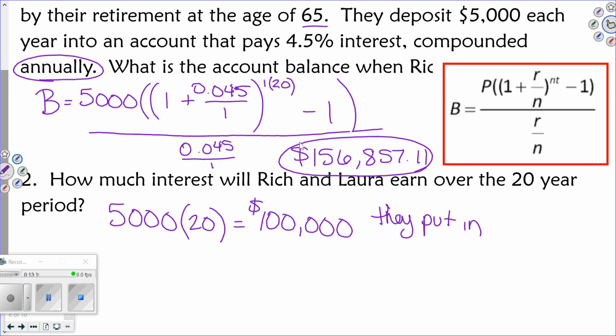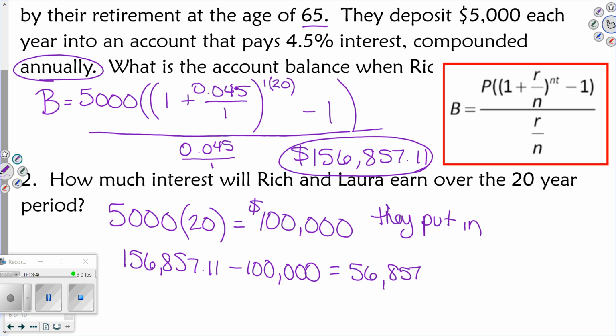All right, so if I want to figure out their interest, we would take how much money they have at the end, $156,857.11, and subtract how much money they actually put in. The total amount had how much they put in and the interest combined. So if I subtract out how much they put in, all I'm left with is the interest. So they earned $56,857.11. And don't forget your dollar sign, because that'll lose you points on your quiz.